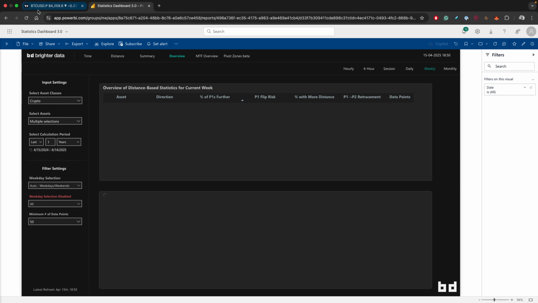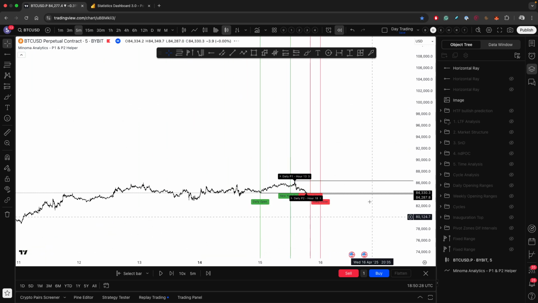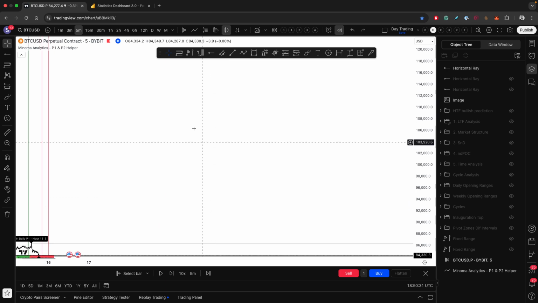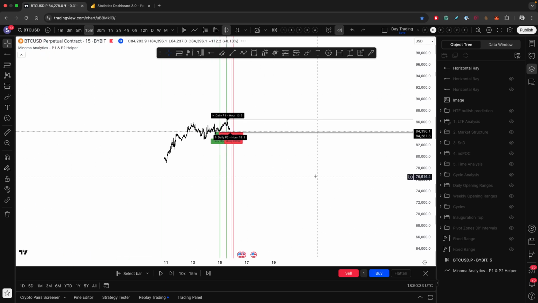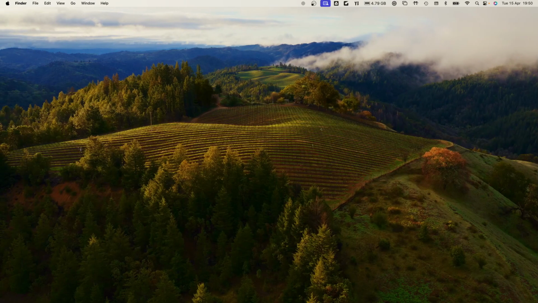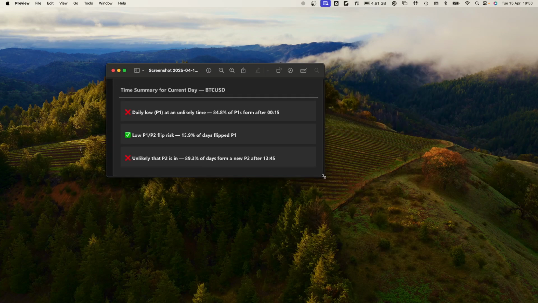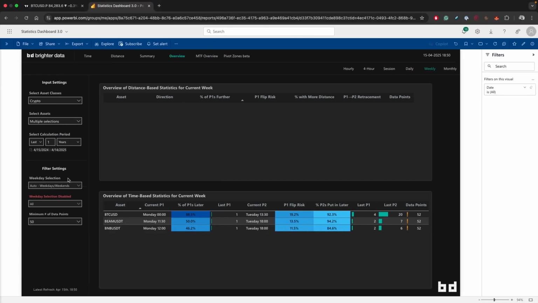The percentage of P1s, let me actually get this one. The percentage of P1s further is, let me get this one out again. Where is it? There you go. All right, so our image disappeared. Then I will just do it like this. Oh, I'm on the wrong time frame. That's why it's not giving me any results.